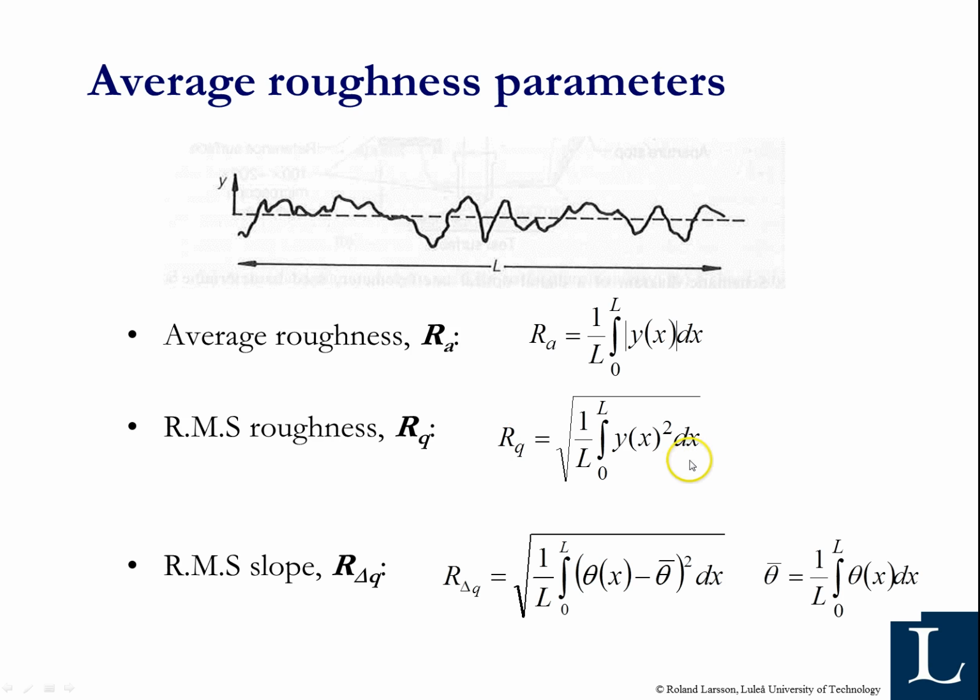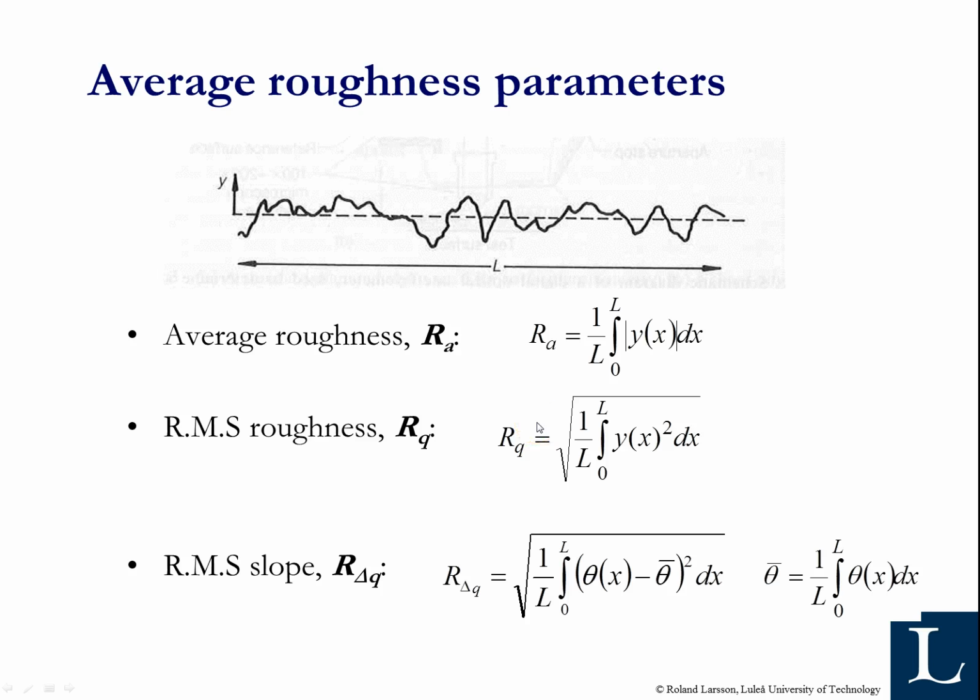Another way to find an average value is, instead of taking the absolute value, you take the square. You use the power 2 of the profile, then everything is positive again. You compute the average of that, and then you take the root value of that. That's the root mean square. And there is a difference between these values, but they measure approximately the same thing.